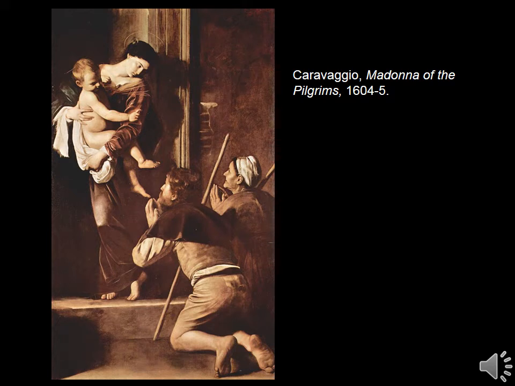A narrative painting is the representation of an event or story, but not all narrative paintings depict stories that have the quality of drama. So remember, a drama is a situation or series of events involving interesting or intense conflict of sources. The painting we're looking at here is by the Baroque artist Caravaggio and is called Madonna of the Pilgrims from about 1604 to 05.